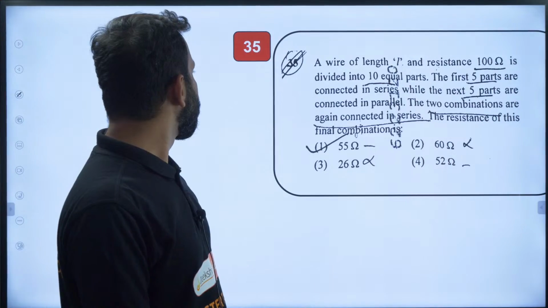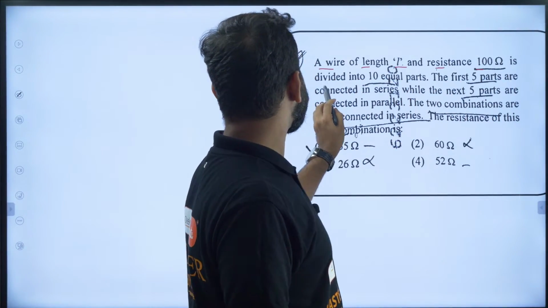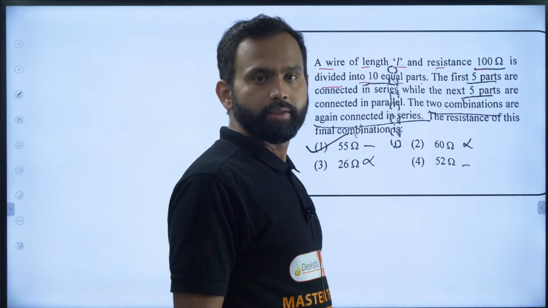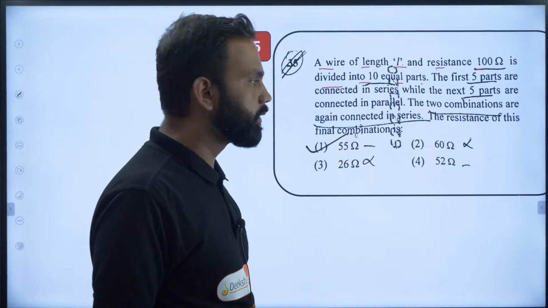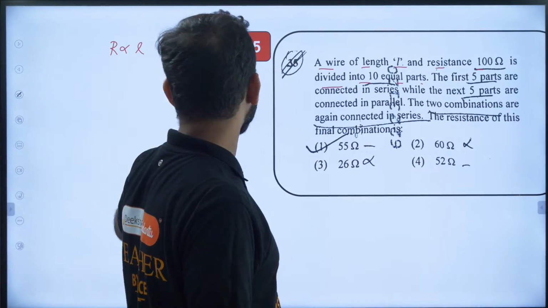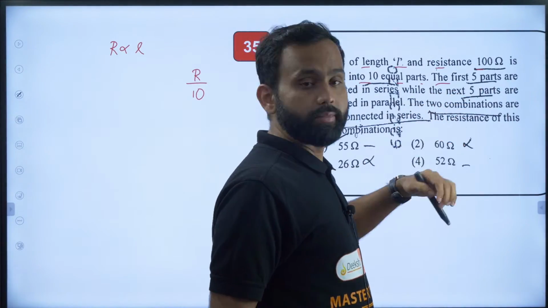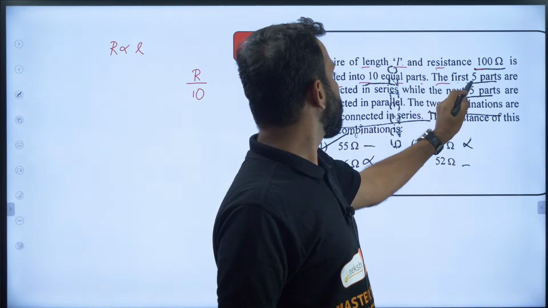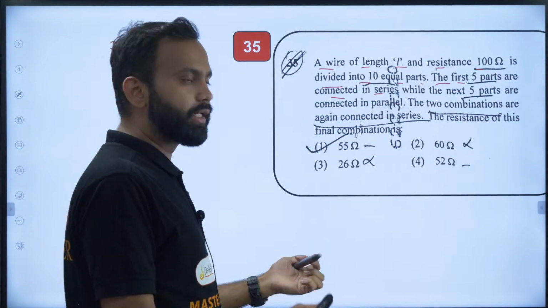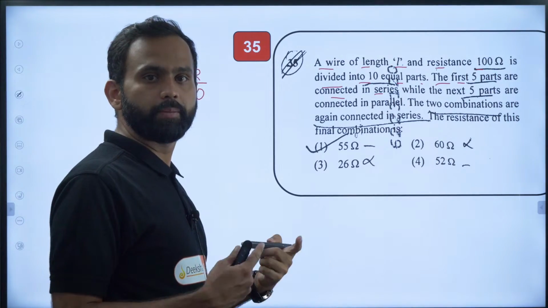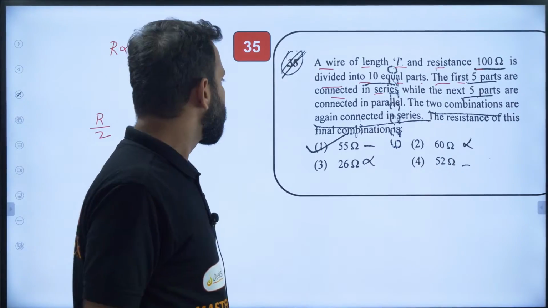35th. A wire of length L and resistance 100 ohm is divided into 10 equal parts. Each part has the resistance R by 10, because R is directly proportional to L, and the area of cross section is not changing. The first 5 parts are connected in series. So the equivalent resistance will be R by 10 plus R by 10 plus R by 10 plus R by 10 plus R by 10, which is R divided by 2.